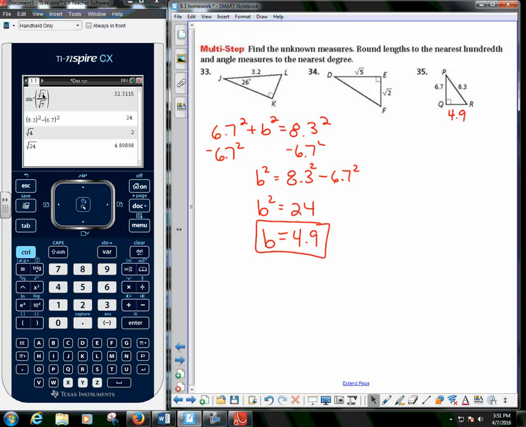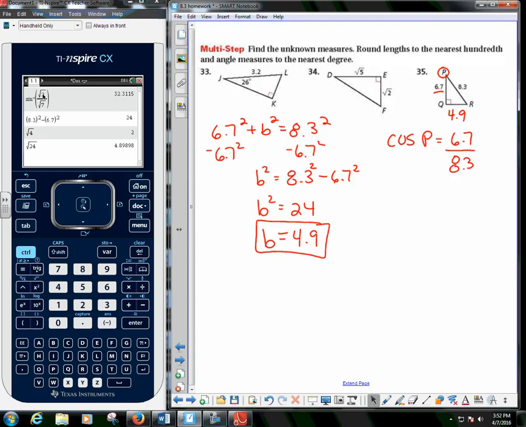I know all the sides, so I can use any trigonometric function that I want to. So I'm going to choose angle P just because it's first in the alphabet. There's no other reason than that. I can use any trigonometric ratio that I want. Because I haven't used cosine in a while, I'm going to say cosine of angle P equals, well, cosine is adjacent over hypotenuse. The adjacent side is 6.7 and the hypotenuse is 8.3.